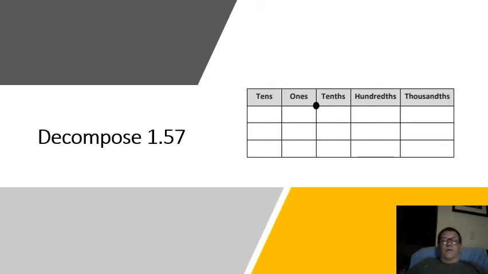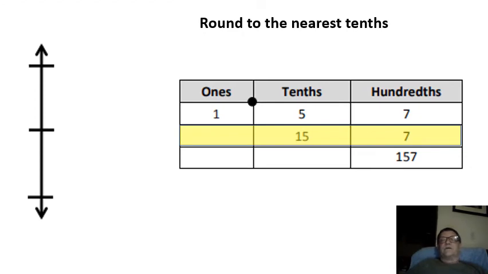Okay, first thing we're going to do here is decompose the decimal. First, I'm going to put it in standard form with 1, 5, and 7. Now I'm going to write it in unit form to the tenths, which would be 15 tenths, 7 hundredths. Or I could say I have 157 hundredths. And once again, it depends on what we're rounding to, or which one is going to work best for us. In this case, the 15 tenths, because we're rounding to the tenths.